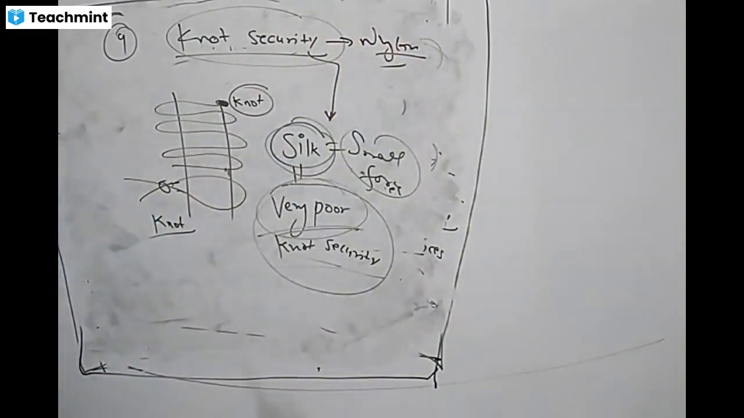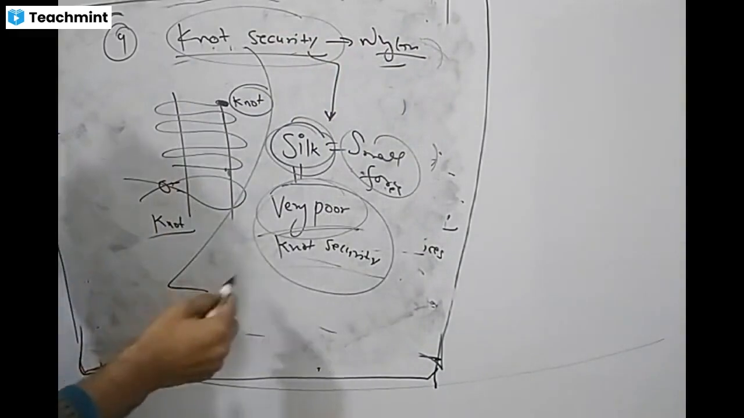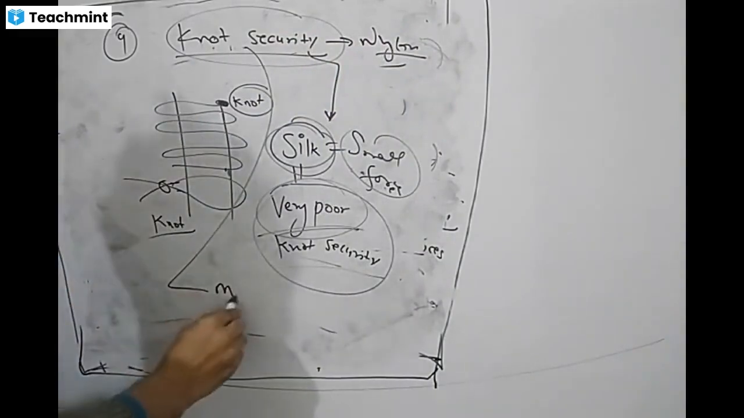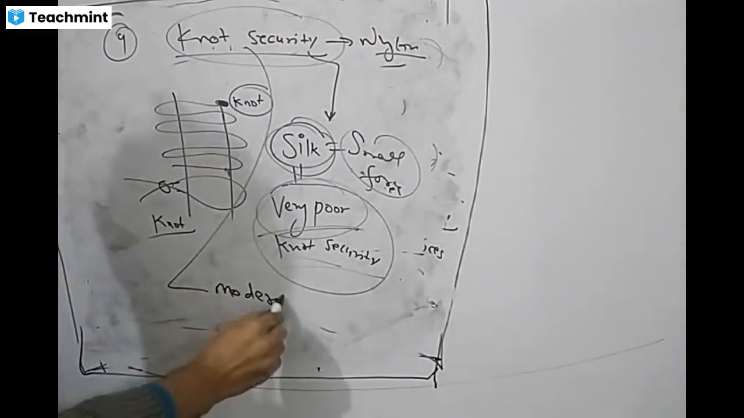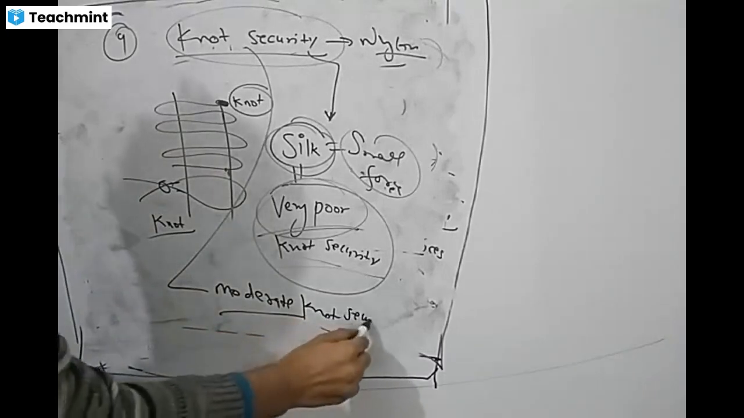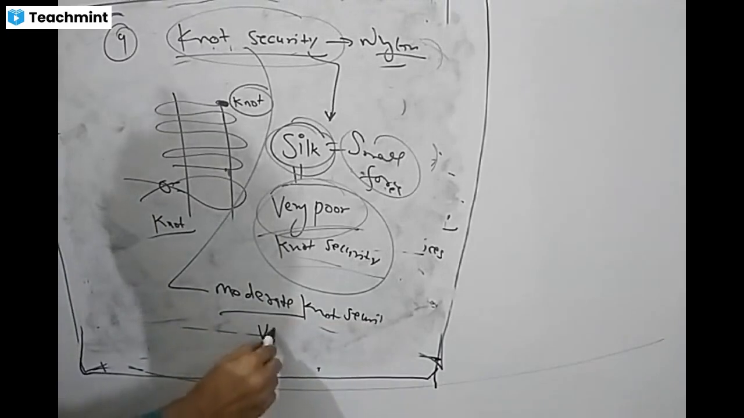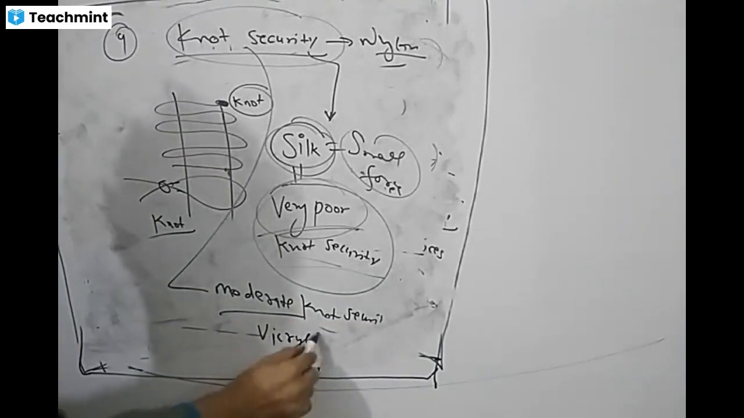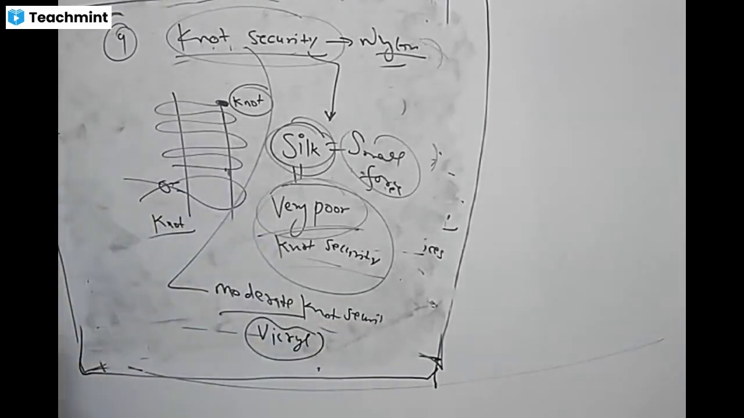So which is the material having good, or you can say moderate, not excellent, but moderate knot security? That is Vicryl. So Vicryl has better knot security.